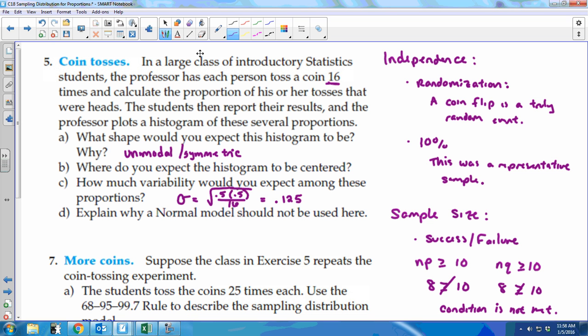If one condition is not met, then you got to scrap the whole thing. Okay? So that is why a normal model should not be used, because the success failure condition is not met. Questions about that?